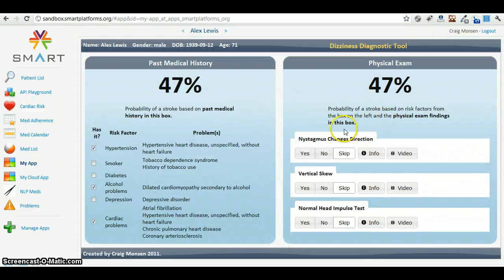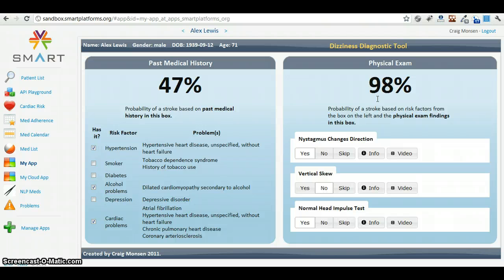As the provider enters the results of each exam finding, the tool uses this to estimate the probability of stroke using Bayesian likelihood statistics. Providers can then use the final result to determine if it is safe to send patients home, or if they will be required to stay in the hospital for further evaluation. Here, the patient's high probability of having had a stroke warrants further workup.